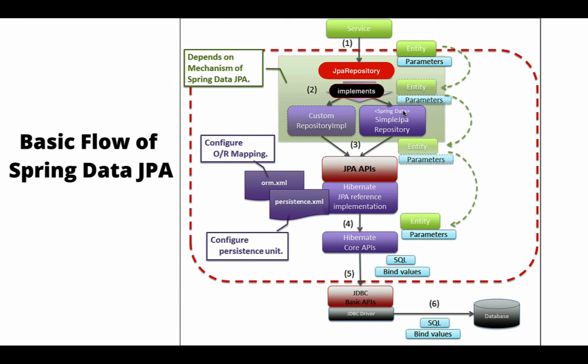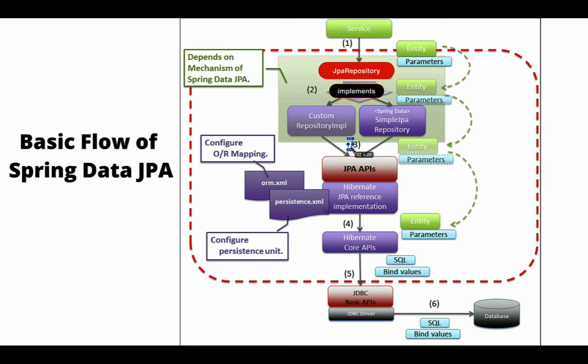The third step is that Spring Data JPA internally uses JPA APIs. It means that Spring Data JPA is just an abstraction layer on top of JPA to reduce the boilerplate code. All the Spring Data JPA methods internally use JPA APIs in order to talk with the database.